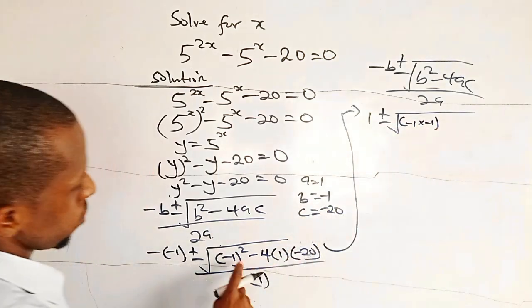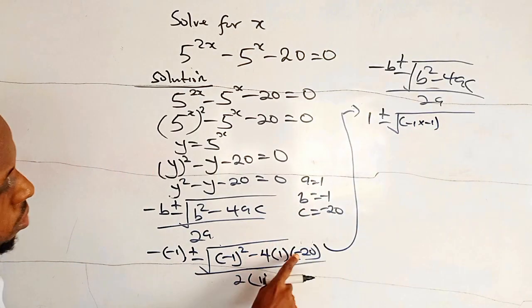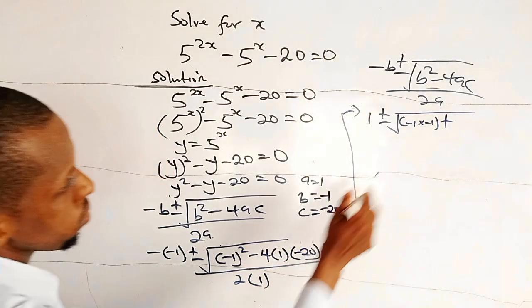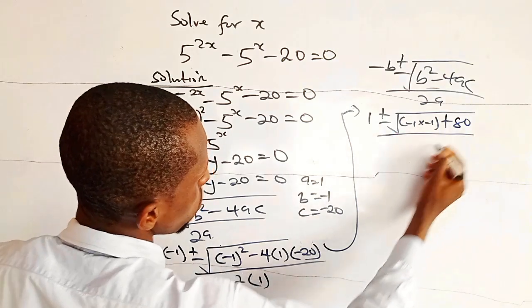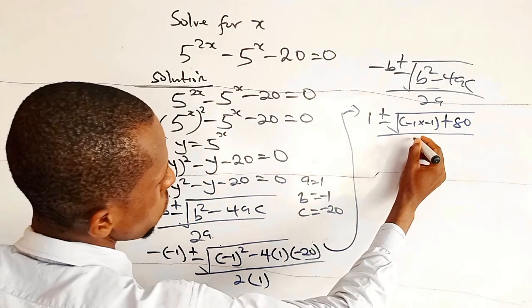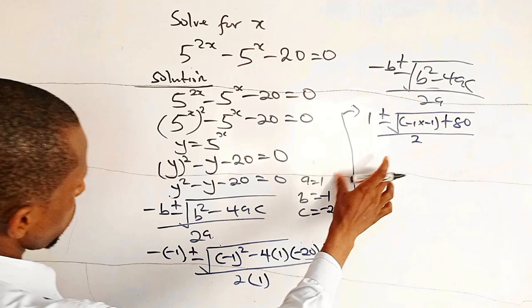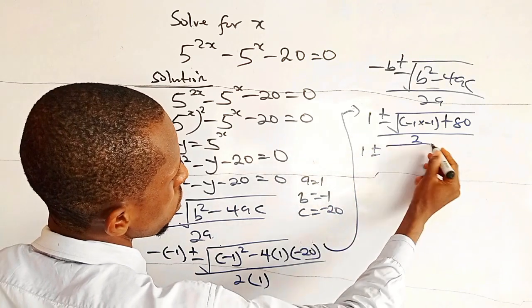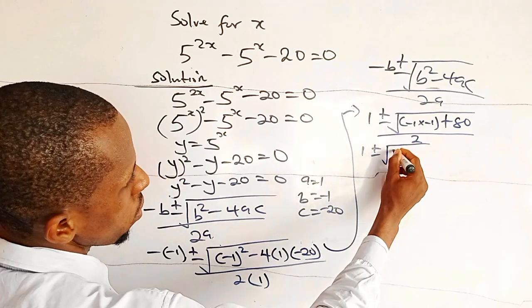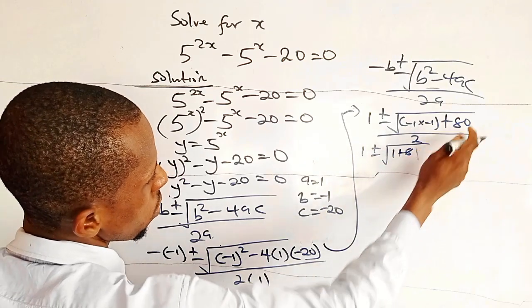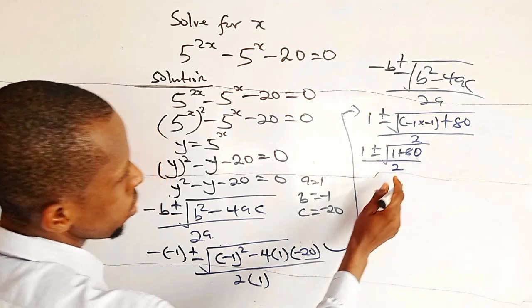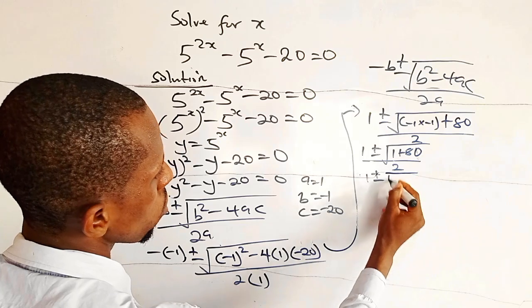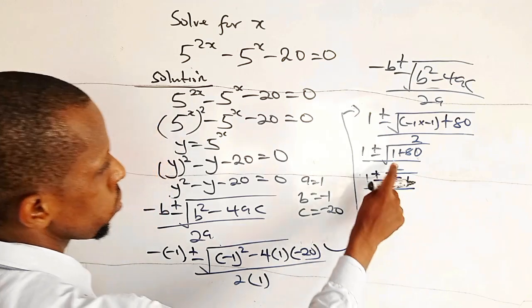minus 1 times minus 1 because of the square. Here we have minus times minus, that is plus. So when we multiply, 4 times 1 is 4, 4 times 20 is 80, over 2 times 1, which is 2. So we have 1 plus or minus the square root of 1 plus 80, over 2. From here, we have 1 plus or minus the square root of 81 over 2.